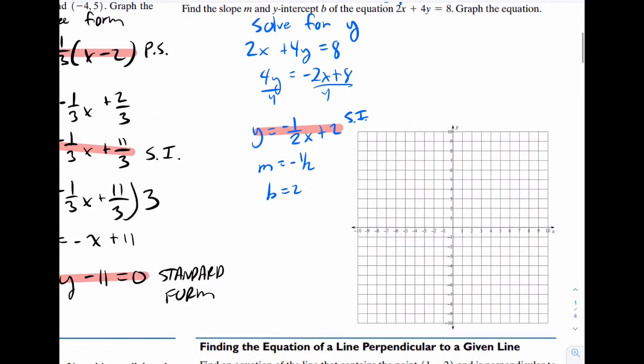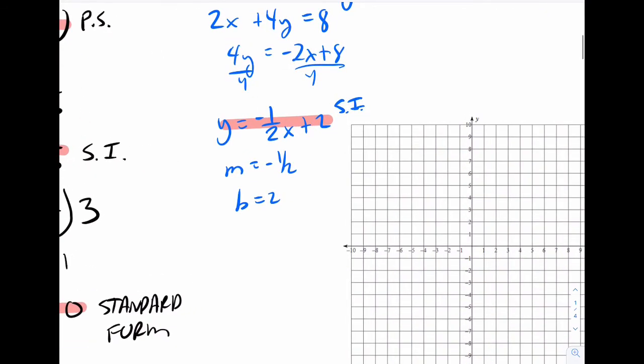And let's quickly graph it. We know the y-intercept is 2. The slope is negative 1/2, so go down 1 over 2. And now let's draw our line.